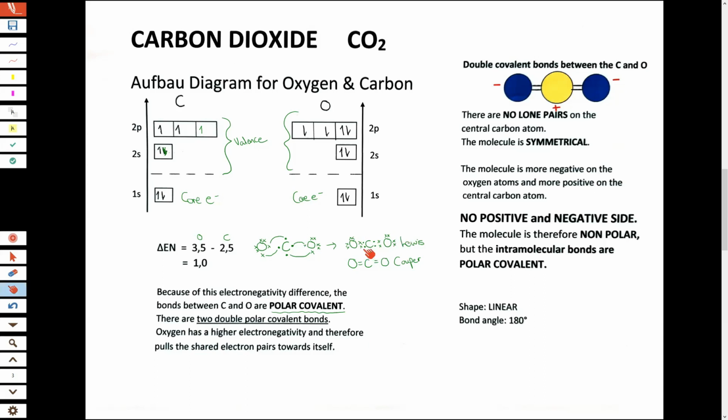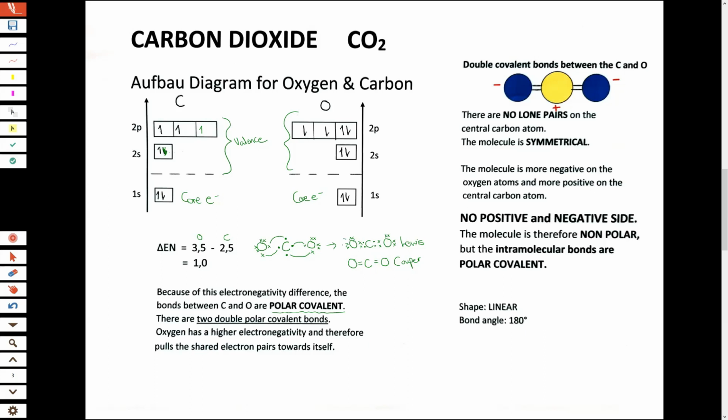We have a double covalent bond there and a double covalent bond there. The Lewis structure indicates it here. So now when I want to look at the polarity, I've looked at the polarity of the bonds. They are polar covalent because oxygen has a much greater electronegativity than carbon. So the pull of the shared electrons, the oxygen pulls them more strongly.